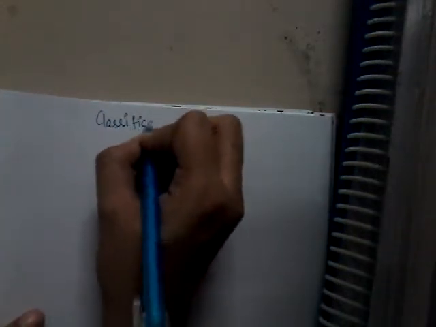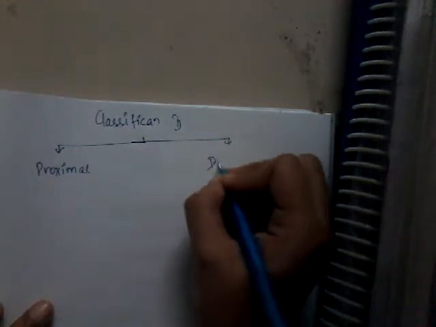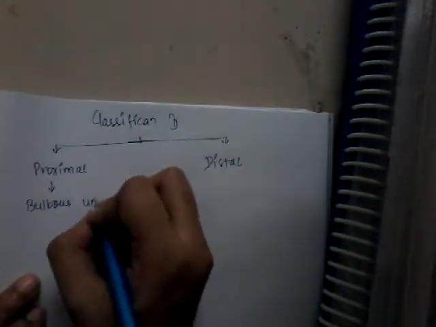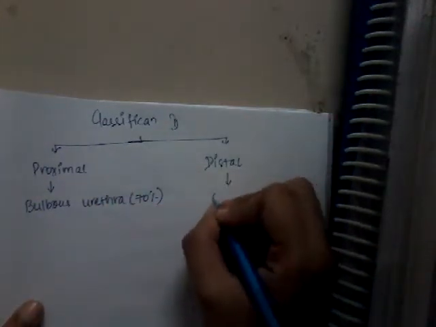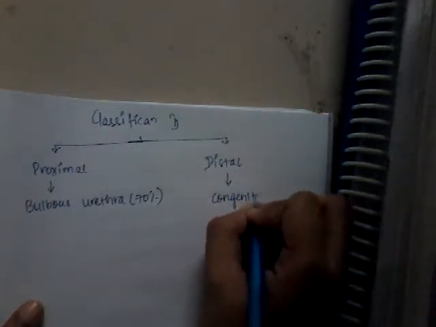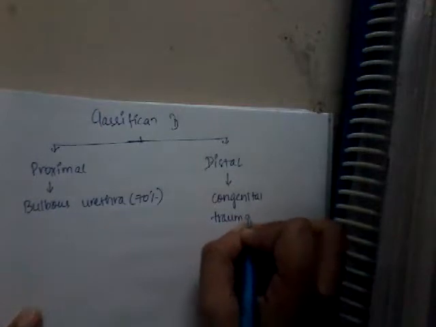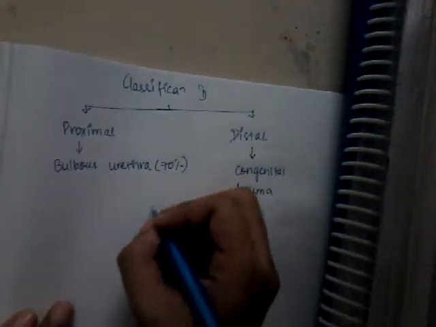So, these are the major etiological classification of urethral stricture, which classifies it into congenital, inflammatory, traumatic, post-instrumental, and post-operative. Now, coming to the second classification of stricture urethra, the stricture is divided into two types: proximal and distal. In proximal, it is common in bulbous urethra, about 70%. In distal, congenital or traumatic strictures are more common.